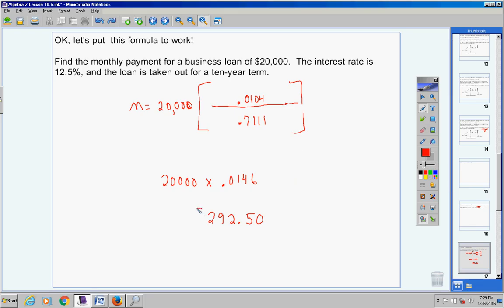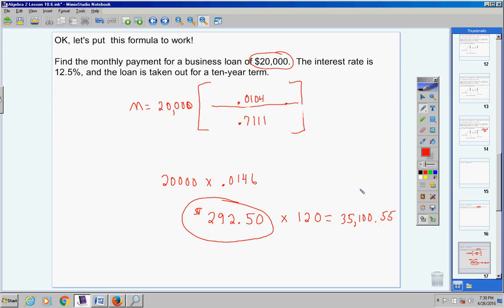So there we found our monthly payment. That's how much you would pay per month for 10 years, so you would make this payment 120 times, because there are 12 months in a year, and 10 years is 120 months. I'm just curious, I wonder how much interest we pay. Let's see. 292.5 times 120 equals 35,100.55, something like that.